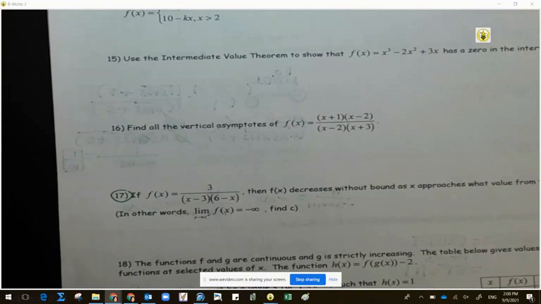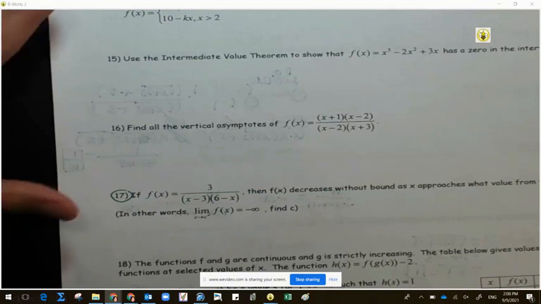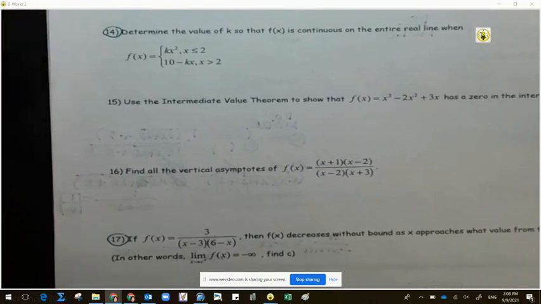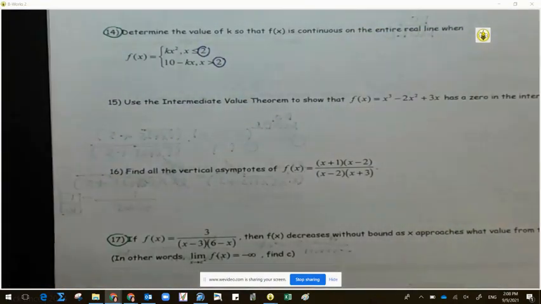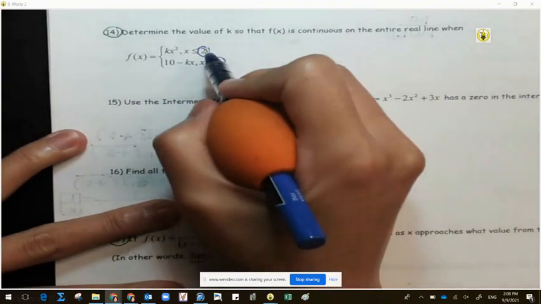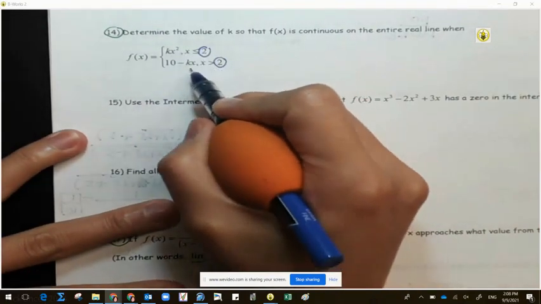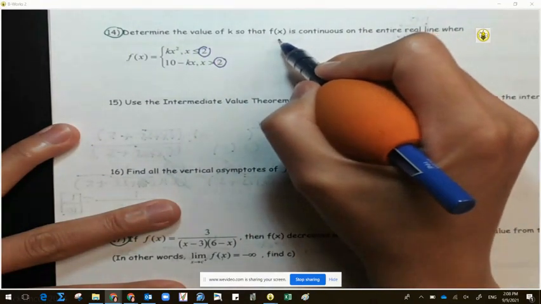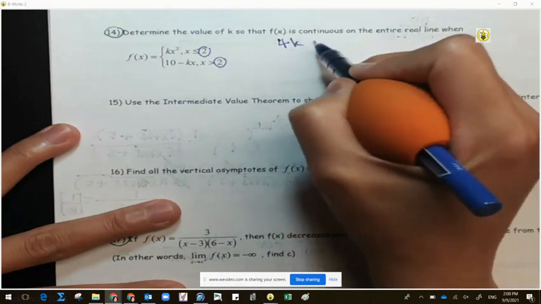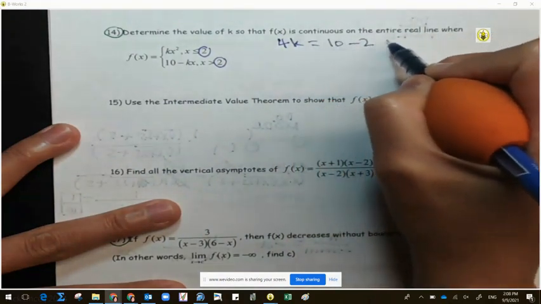All right, so we're looking at, tell me if it is continuous by the given piecewise function. So if it is continuous, is there a hole or is the hole closed? It should be closed. So we know, isn't 2 equivalent to 2? So when that 2 is plugged in and that y value is equivalent, then we know it is continuous. So in this case, we're plugging in the 2 into my second function. So I plug it in, 2 squared is 4, so 4k is equal to 10 minus 2k.